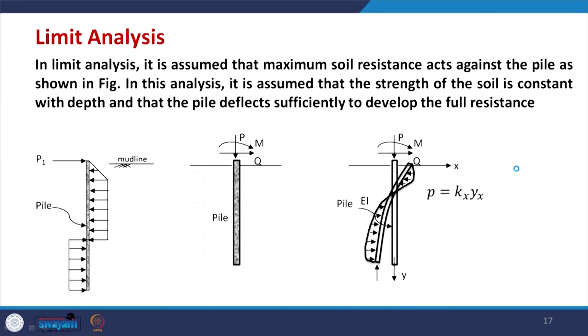So, the soil reactions at each point will be simply P equals K times Yx. What is Yx? Yx is the deformation at that particular depth x, where x is at different locations. I think there is something wrong with the axis here. This is the x axis and this is considered y, but it is the other way, because y is the deflection in this direction and x is the depth, along the depth. When you apply this load, you can have this deflected shape of the pile.